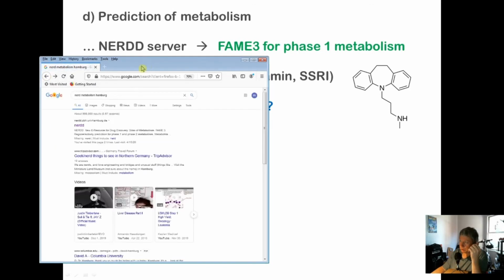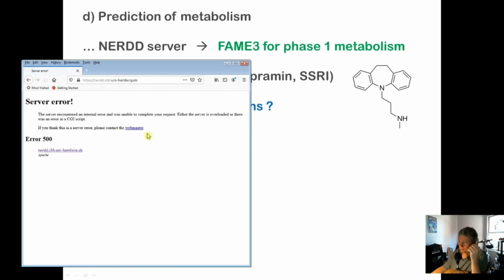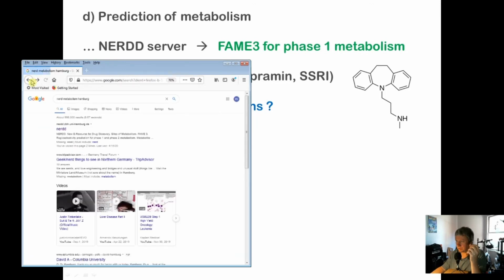Oh, okay. Well, it is. It's failing right now. I think it might be overloaded. I'm trying to get onto a website in Germany. This usually doesn't happen.